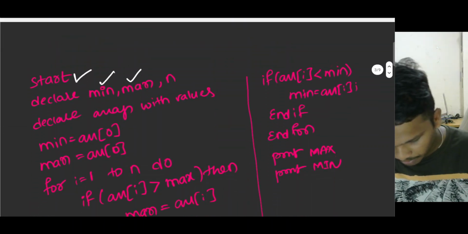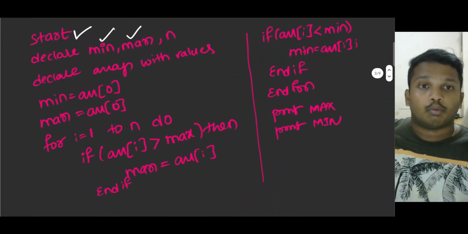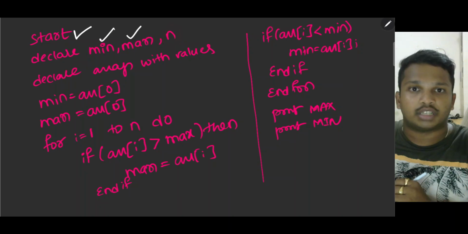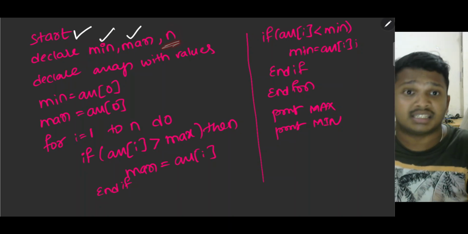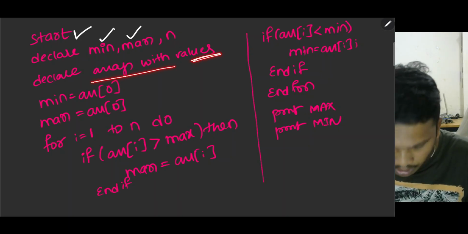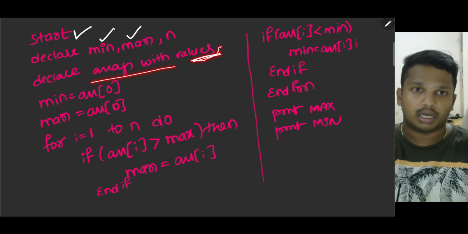Similarly, come here. For the for loop, we need to check from the first element to the last element. We need a value n, which represents the length of the array. After that, I am declaring the array with values. I need to know the values, so I am taking the values.